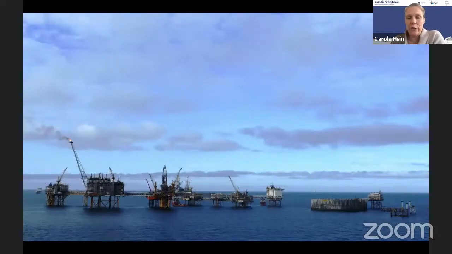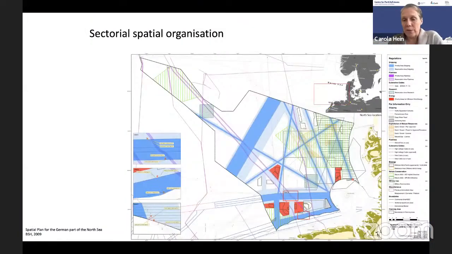So it's no longer just about ships. It's also about huge drilling platforms like Ekofisk here, where you have really an interconnected system of platforms at the size of a city. And this sectoral organization of the sea is mirrored then again in legal structures and national boundaries.